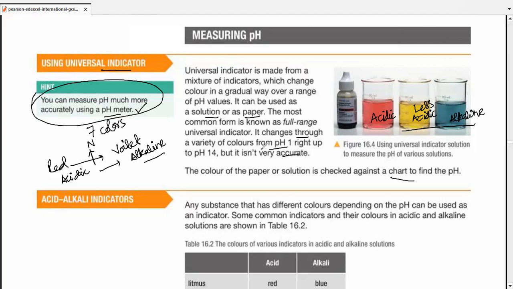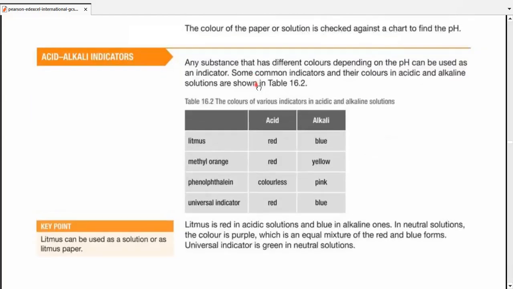Right? All other indicators are very limited, not as good as universal indicator. We can discuss a few of them in the upcoming topic. So moving on to acid-alkali indicators, as I just said, an indicator is a substance which changes its color according to the pH of the solution. So there are different indicators that we can discuss.